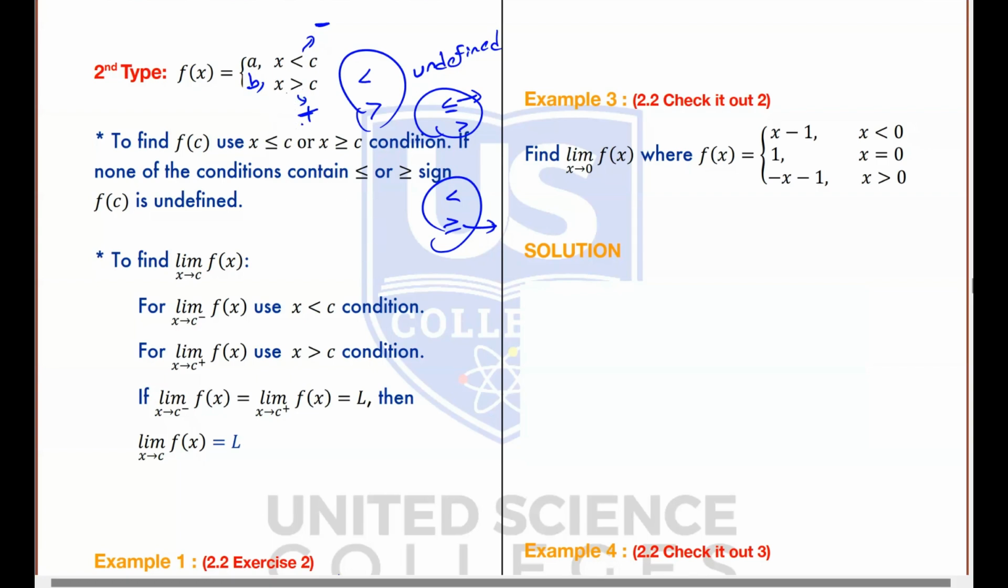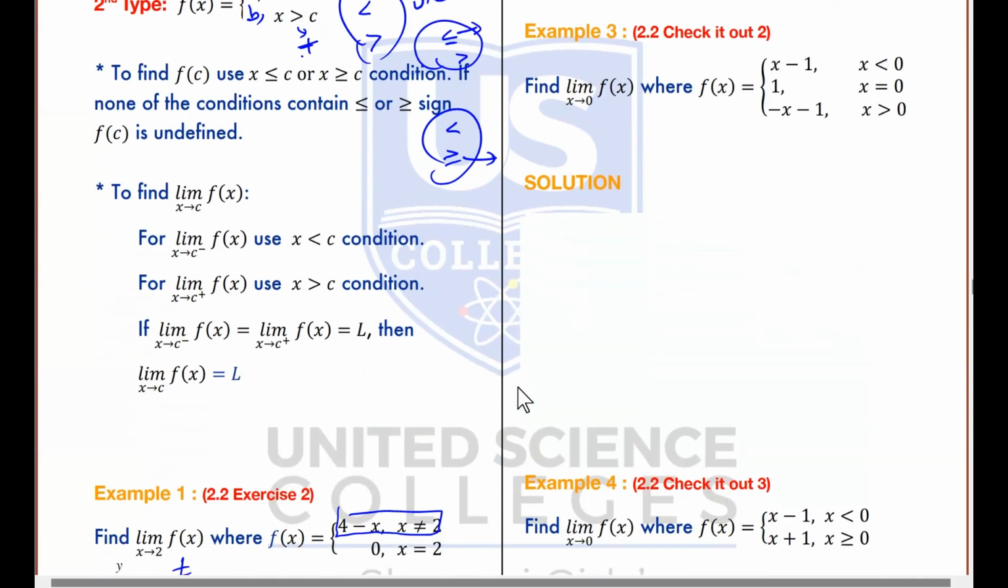For example, let's take a look at that. Check out this question. It's asking about the limit. So there is a less than, greater than condition. So we will be using the second type, the way of the second type limit condition.